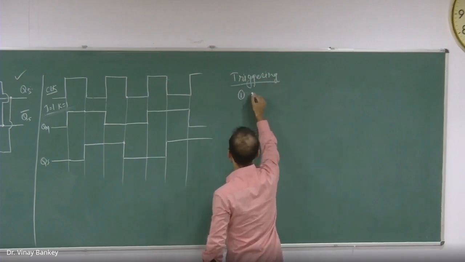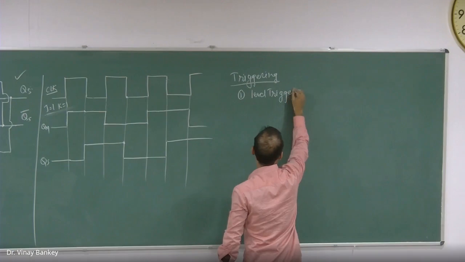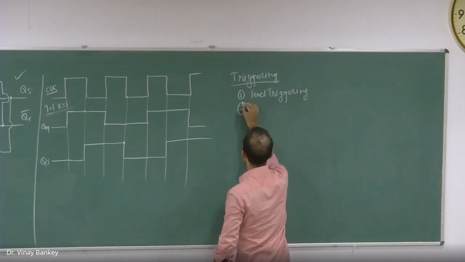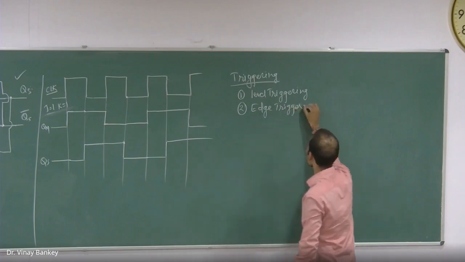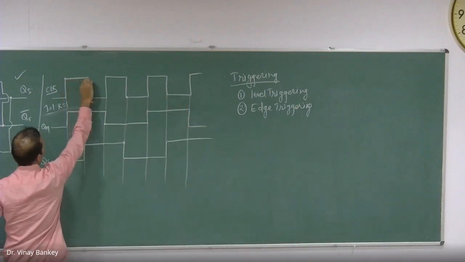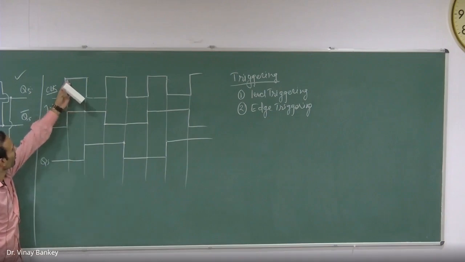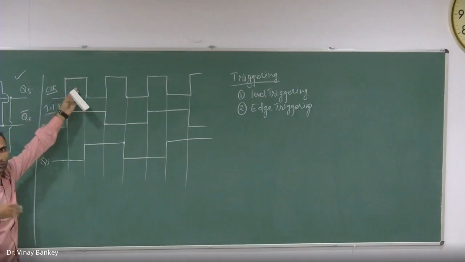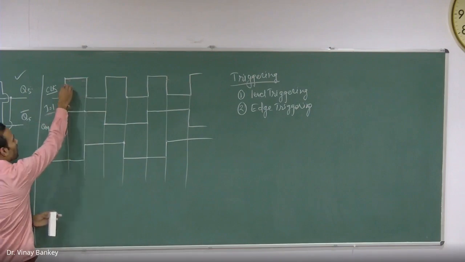Okay, two types of triggering. First is level triggering, and the second is edge triggering. You see this clock pulse, it has two things: first is level and this edge. So till now what we have seen is that our circuit is triggered, or it will change its state, after looking at this level. It can also be defined that it should change its state after looking at this edge.